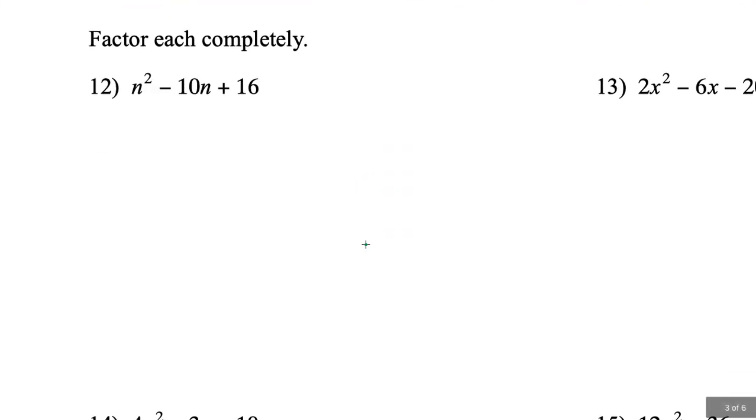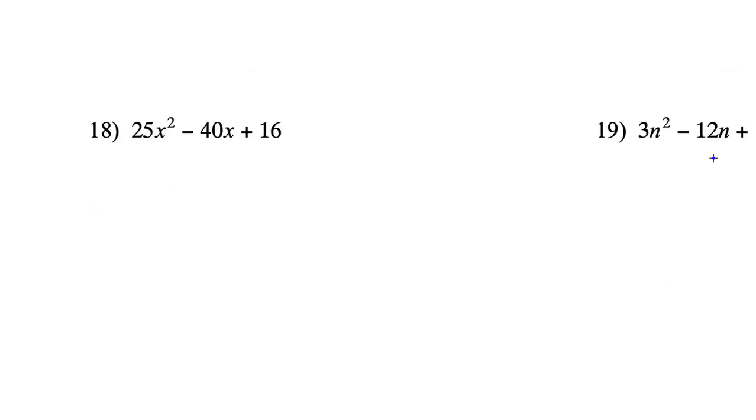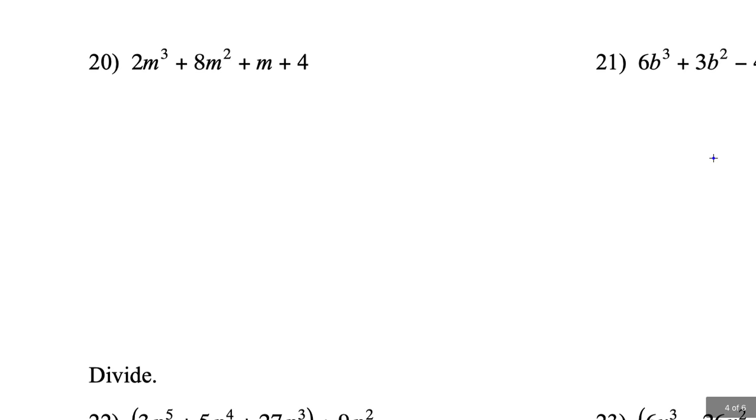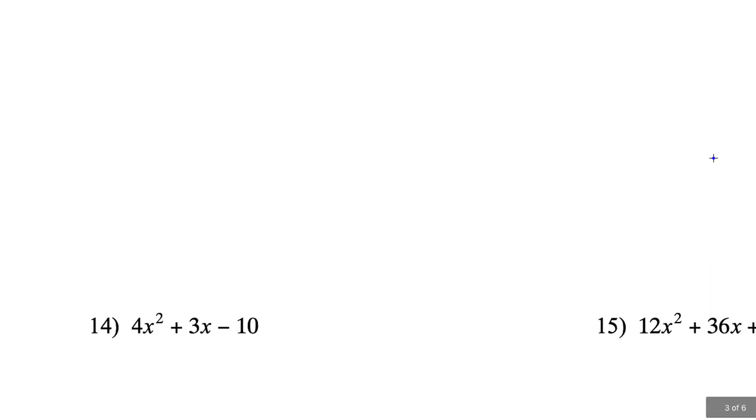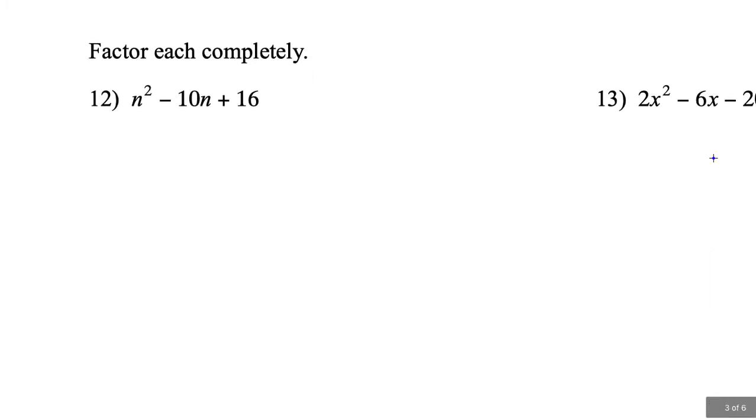All right, we're on to number 12. Factor each completely. Okay, so we have a giant factoring unit, which means we have a giant amount of factoring to do on the final. We're going all the way through number 21, just factoring. Whew, all right. Shake out your hands, and let's do this.